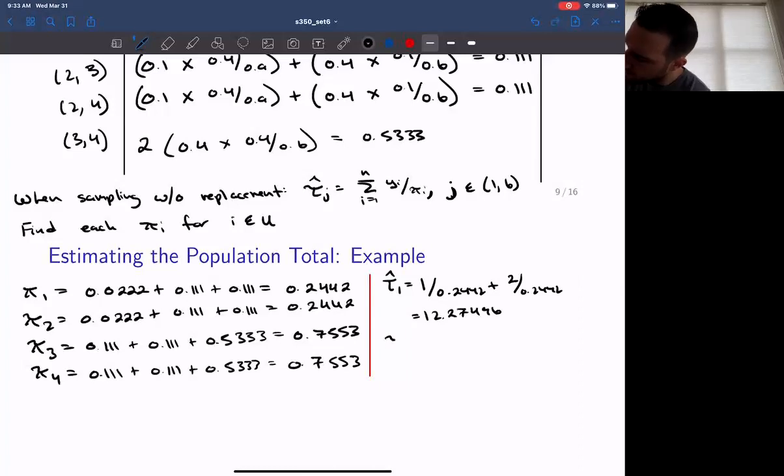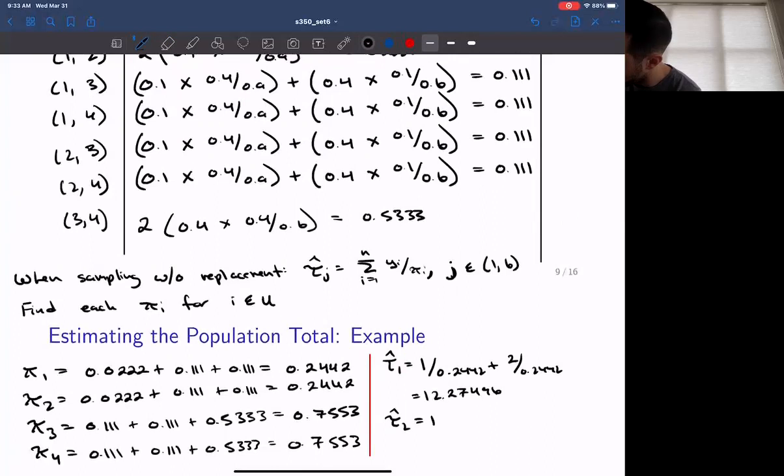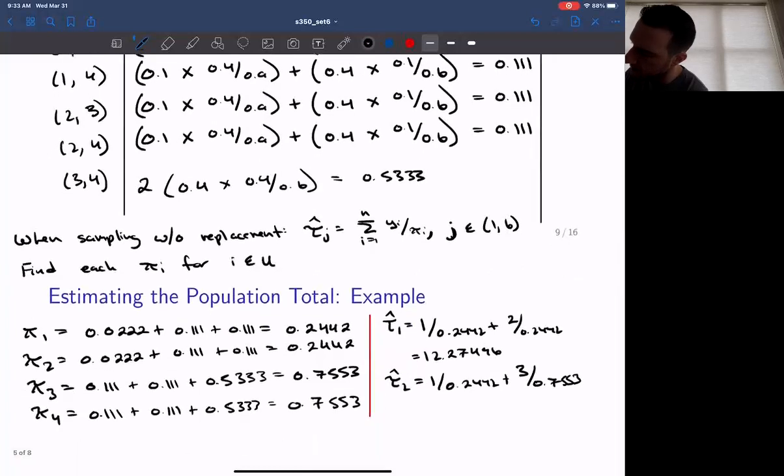Right. And then as another illustration, let's say we took tau 2. So tau 2 is the second sample. So you're going to have a 1 divided by 0.2442 plus 3 divided by 0.7553. And that's going to be 8.0642.